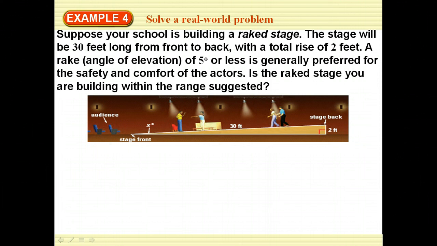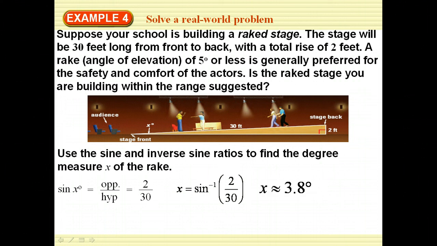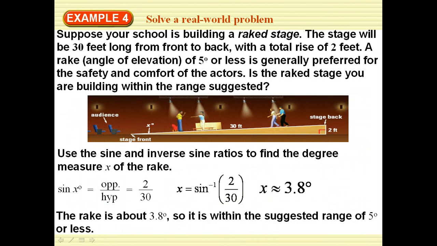So I look at what I have. I'm trying to find what the degree angle of elevation is here. I see that I have the opposite side and I have the hypotenuse. So opposite and hypotenuse would be sine. So I'm going to use sine and inverse of sine. So the sine is equal to 2 over 30. So sine inverse of 2 over 30 tells me that it is approximately 3.8 degrees. So yes, it is within the suggested range.